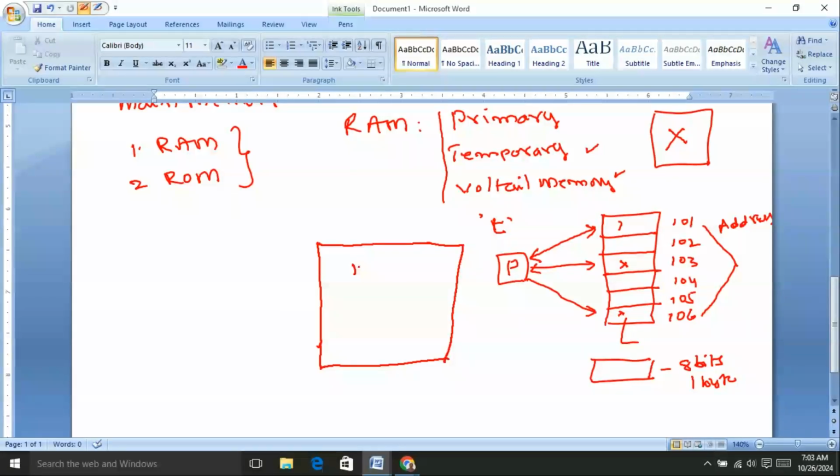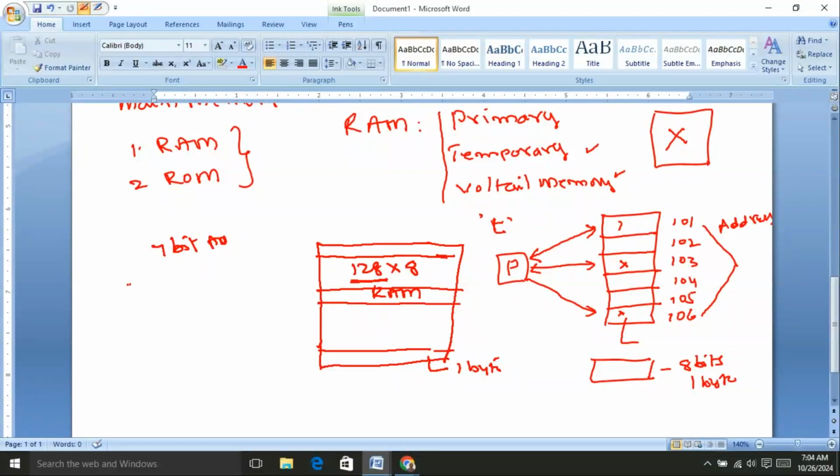Right? This is a 128 by 8 RAM we would like to interconnect. That is, the number of locations is 128, and each location consists of 8 bits, that means 1 byte length. So there are 128 locations. Hence, to address or identify each location within this RAM, we need a 7-bit address. That means we know that 2 to the power of 7 equals 128.